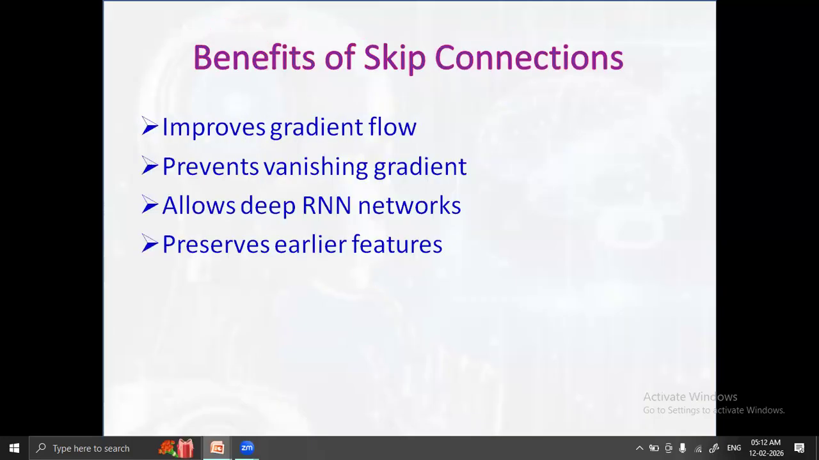And what are the benefits of skip connections? The primary benefit of skip connections is improved gradient flow. Since gradients can travel through shorter routes, learning becomes more stable and efficient. These connections also allow deeper RNN architectures to be trained effectively, as earlier features are preserved and reused rather than overwritten. As a result, the network can model complex temporal relationships without losing any important early information.